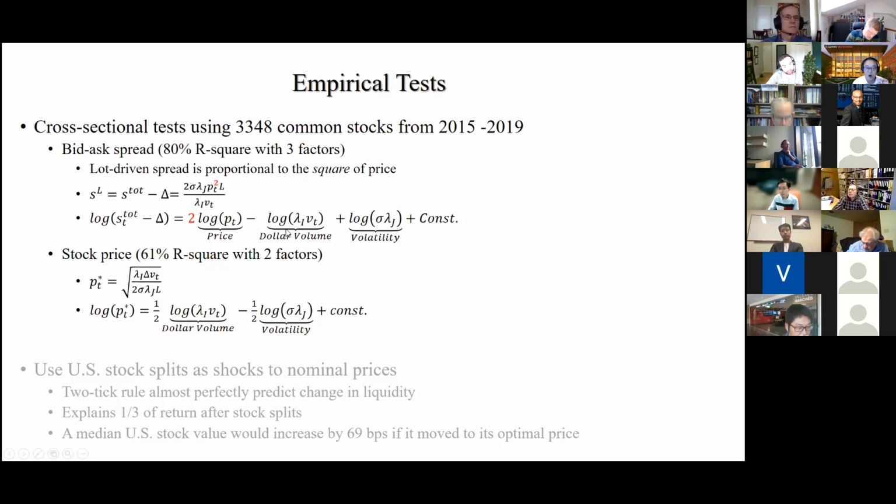And here is dollar volume. You can also consider market cap, VT, as market cap, but finally we find the dollar volume is way more important. And the third one is volatility. Volatility has 2 parts: it's a mix of size of jump and frequency of jump. So 80%, and also stock price. We can explain 61% of cross-sectional variation with only two variables, dollar volume and volatility.